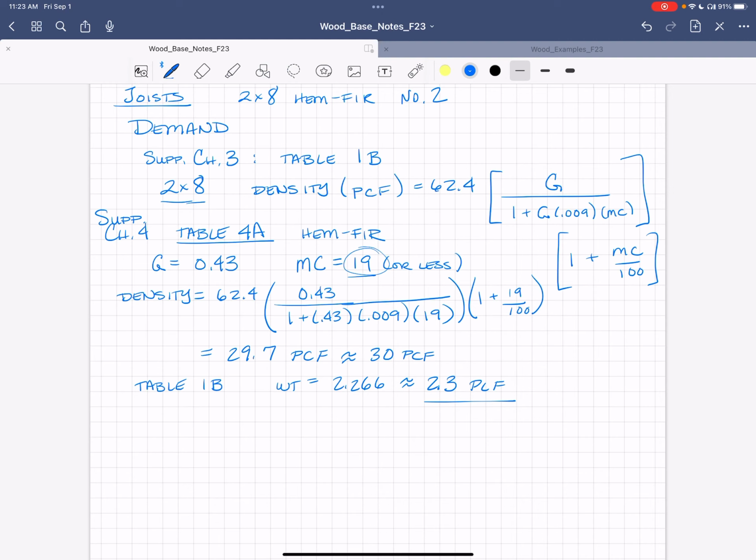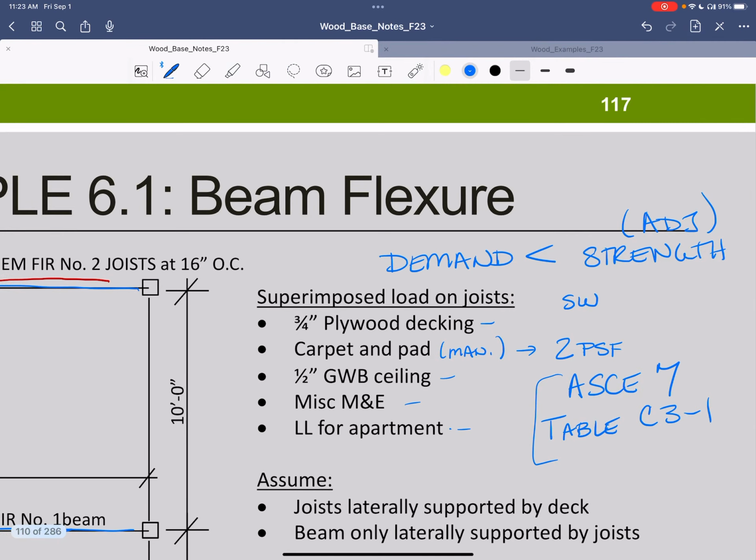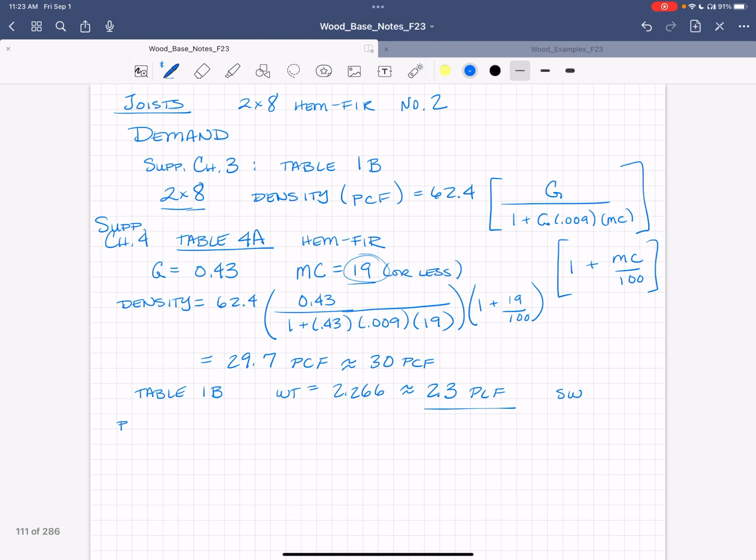All right, so now I have a weight of my board. All of this was to get the weight of the board because I need it to have my self weight to go into the load side. So this is the self weight. So now let's figure out what it is for all these other things. If I go back here, I need plywood, carpet, ceiling, miscellaneous, M&E, and live load.